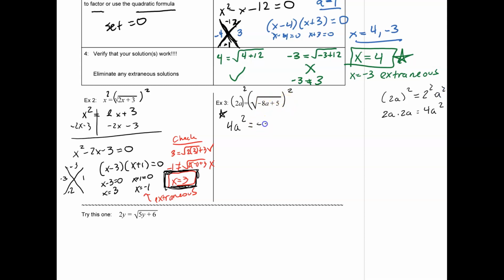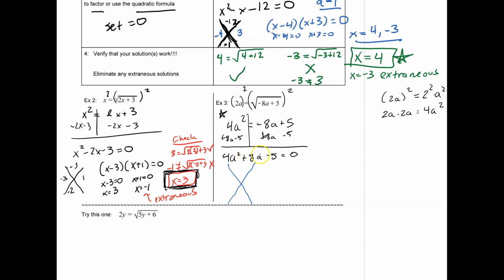Squaring a square root gives us negative 8a plus 5. And then we got a quadratic again. So I'm going to move everything to one side. I'm going to add 8a and subtract 5 to the other side. And you might notice that we now have a problem where the leading coefficient isn't 1. These were our harder ways to factor things, so I'm going to go through that just a little bit.